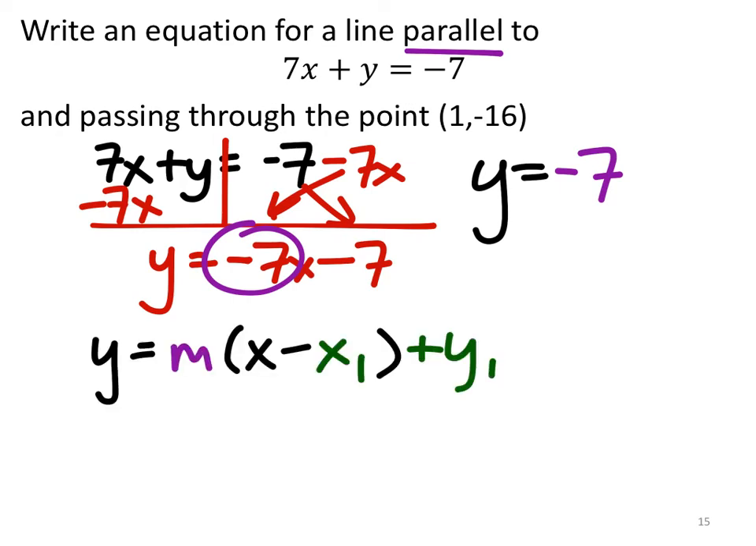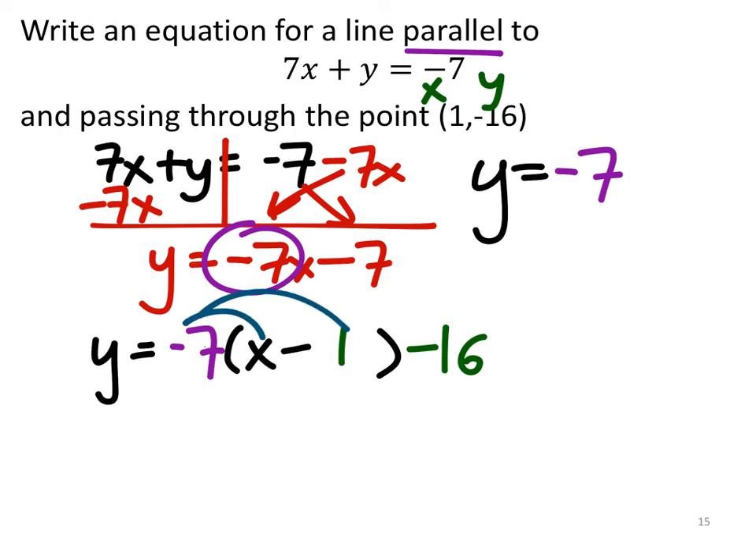Now this one's kind of nice. I mean, yeah, we do have the slope already at -7. But we don't have to choose between points this time, so no confusion on that. We have an x and y value on this. The x value is 1, and the y value is -16. So we'll fill those in. Now we'll distribute the -7. -7x minus -7 minus 16.